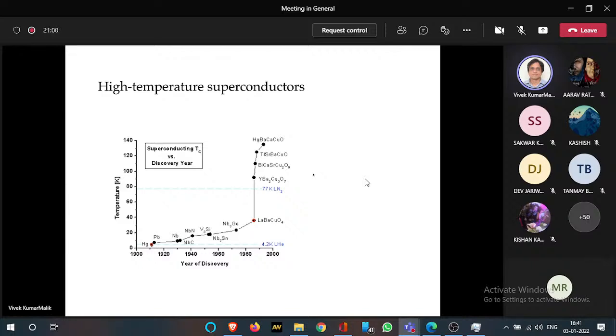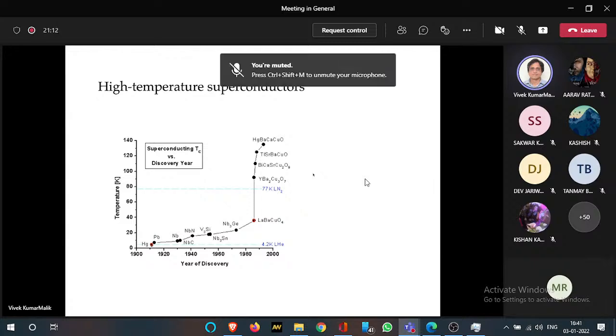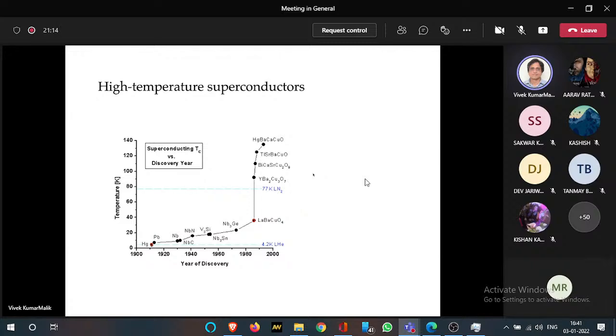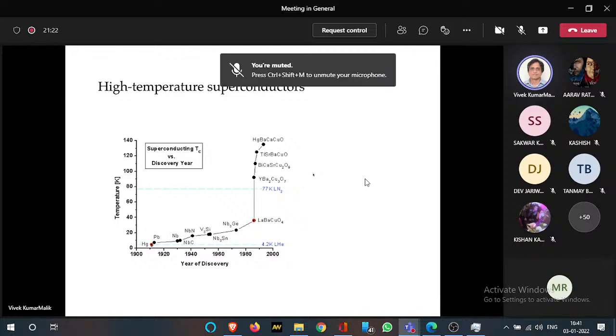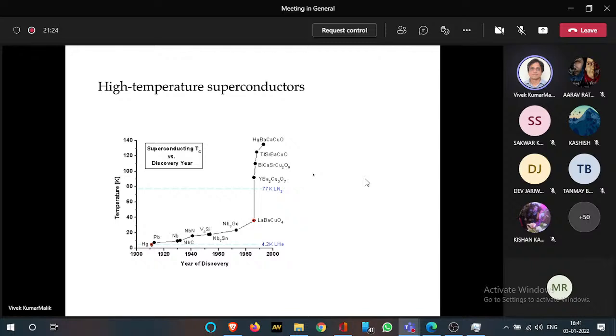And then there was a very interesting discovery, I think 3-4 years ago, from IISc Bangalore. They said they have discovered a room temperature superconductor in gold and iron alloys. There were some nanoclusters of gold and iron in which they said they have discovered superconductivity. But still, it is not conclusive.